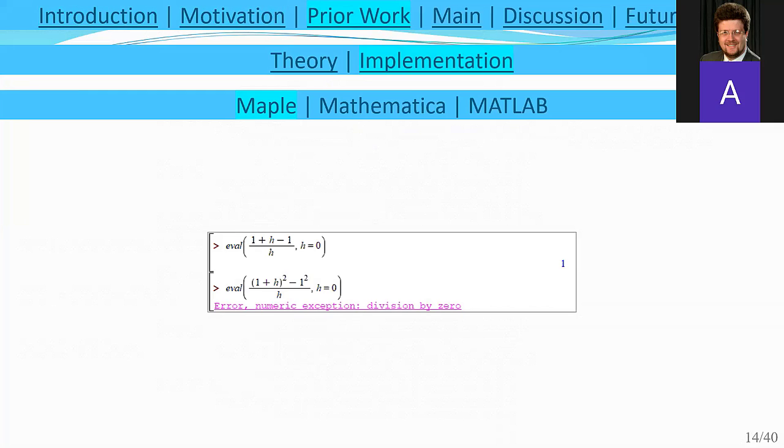Prior work implementations include the inconsistent results of computer algebra systems, such as Maple. What does Maple simplify (1 plus h minus 1) over h to? The answer is 1, even when evaluated at h equals 0. But Maple is not consistent. If I enter (1 plus h) squared minus 1 squared over h at h equals 0, Maple errors out.